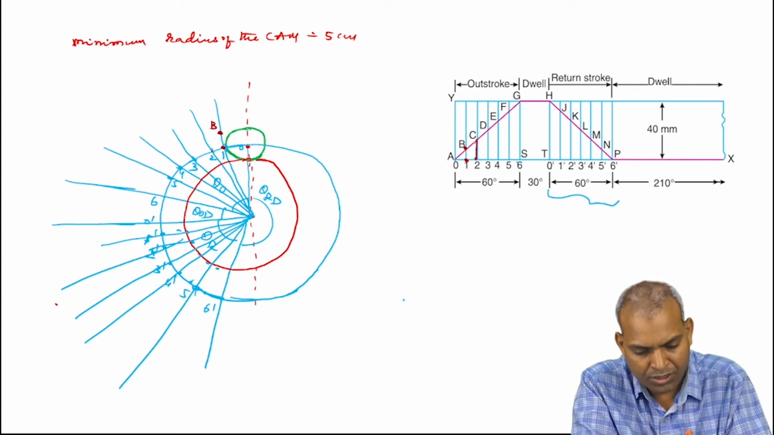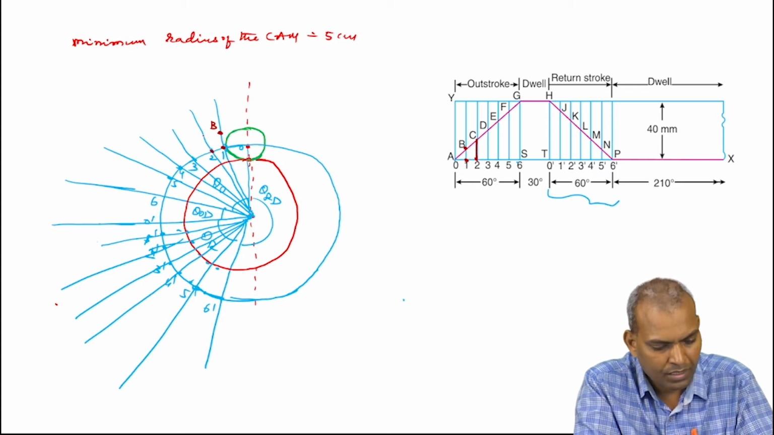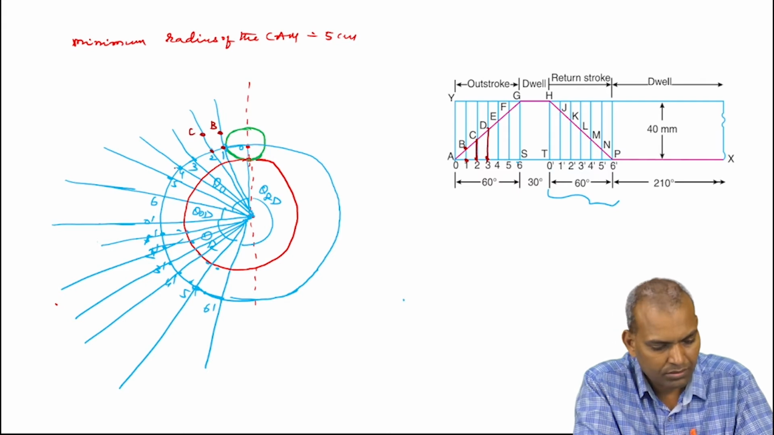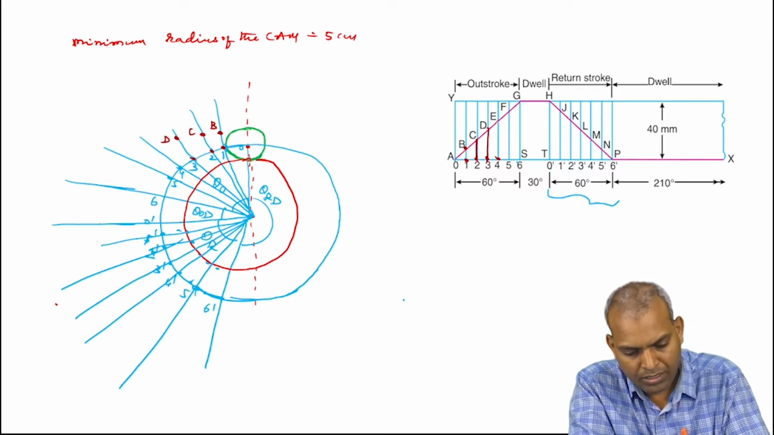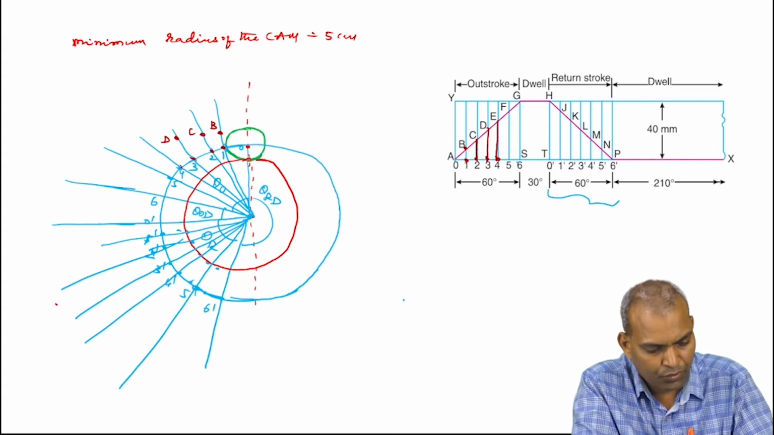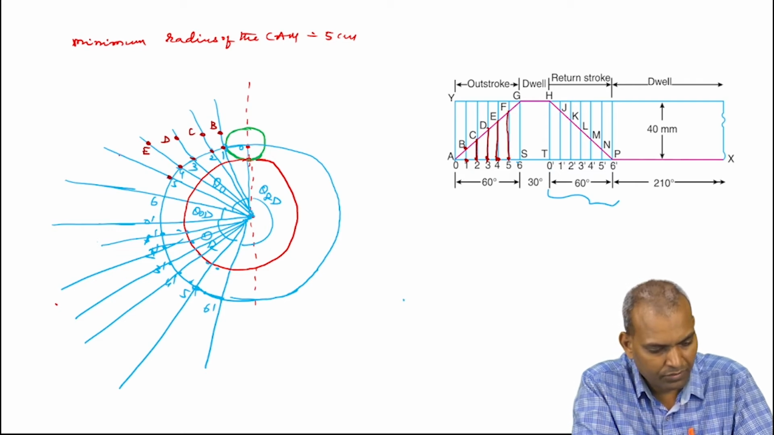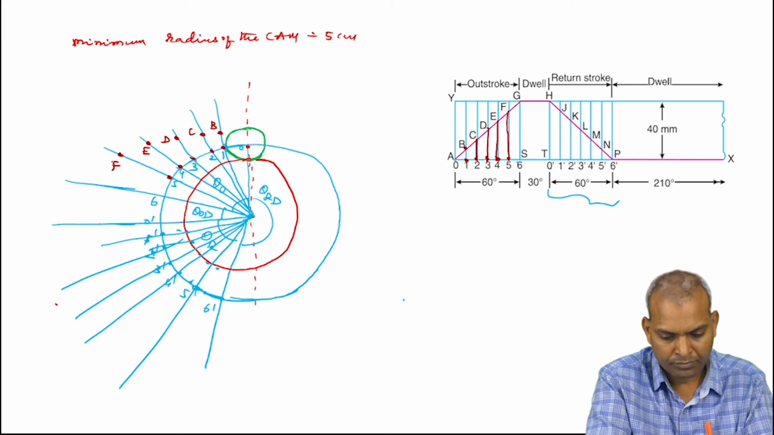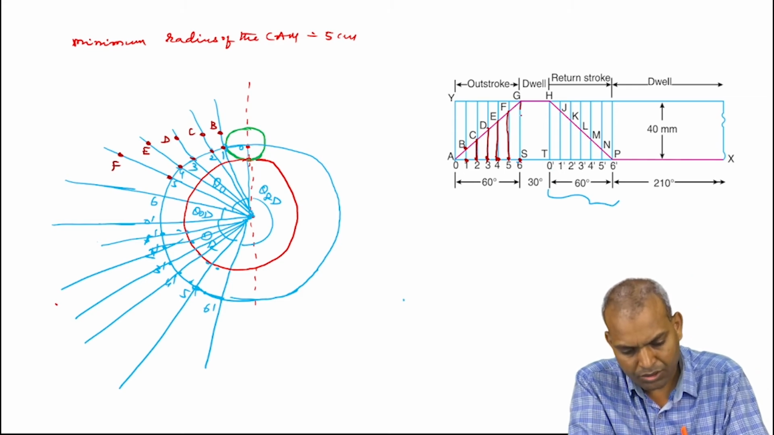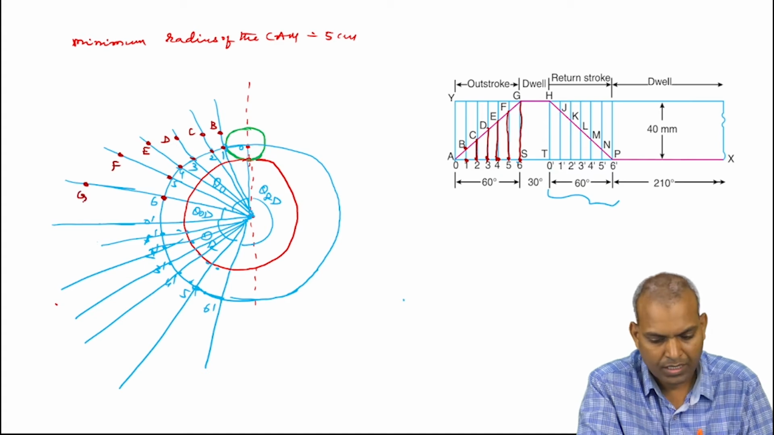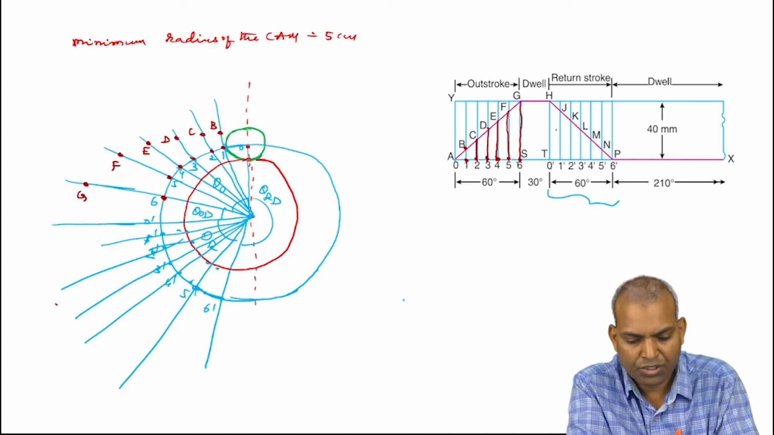Similarly, take the distance 2 to C, then 3 to D, then 4 to E, and 5 to F. Similarly, 6 to G, that is point 6 up to G. Okay, next 0 dash to H.